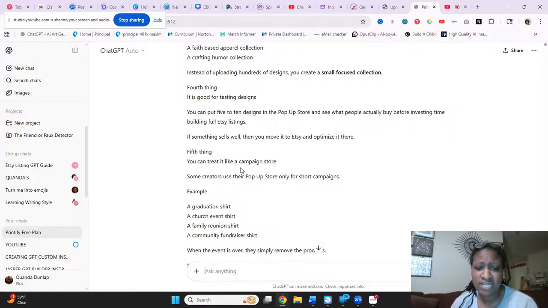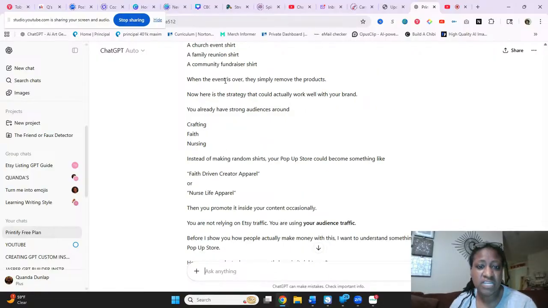Fifth thing, you can treat it like a campaign store. Some creators use their pop-up store only for short campaigns: graduation, church event, family reunion. When the event is over, they simply remove the products. And you don't necessarily have to remove the products. You can just hide the products.